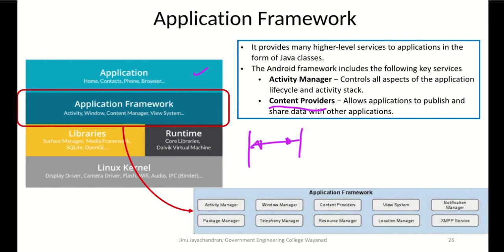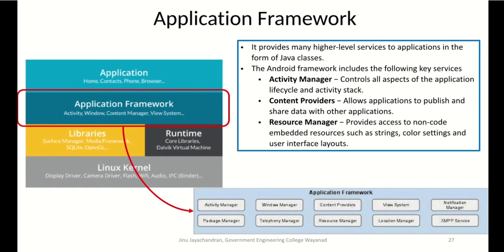For example, there is an application, the gallery in Android, and then you have WhatsApp. Now you want to share some data from the gallery to WhatsApp. So how will you do that? All those things come into the picture when we develop Android applications, and these are taken care of by content providers. Similarly, there is a resource manager, which gives access to non-code resources such as strings, color settings, and user interface layouts.